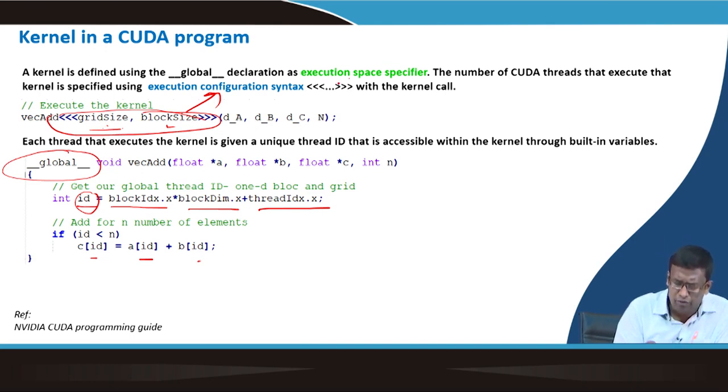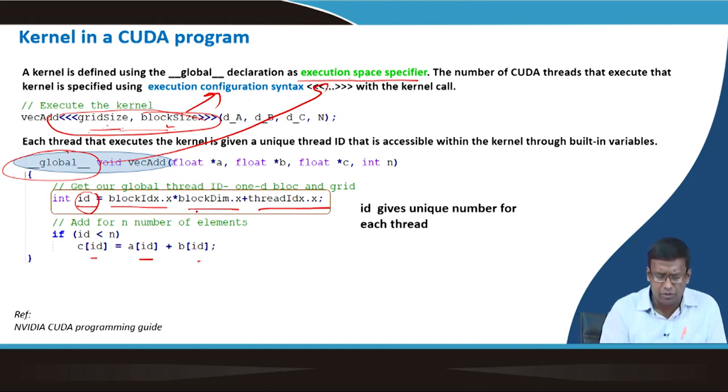We need to look in detail at what the execution space specifier is, which is underscore global underscore present in the kernel function, and what the execution configuration syntax is, which is written during the kernel call, when the main program calls the kernel. These two things have to be looked into. Everything we are discussing here is taken from the NVIDIA CUDA programming guide, because CUDA is developed by NVIDIA. So whenever we look into the details of the syntax and semantics of CUDA, we have to look into NVIDIA's CUDA programming guide.